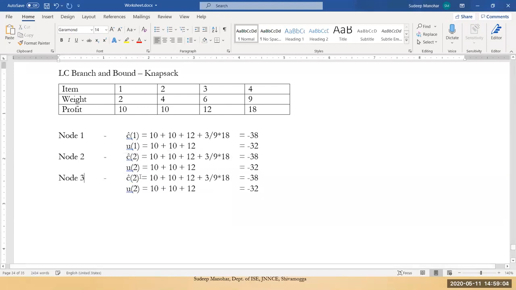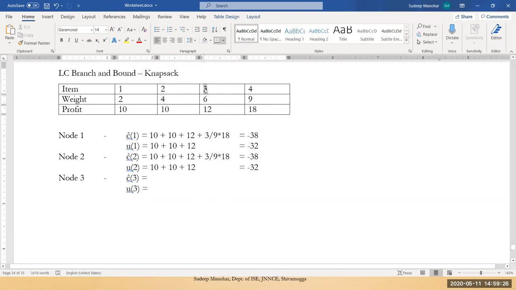This is node number 3. You don't consider item number 1. What are these values? Let us calculate. With fraction, don't consider item number 1. Take 2. You are considering item 2. It has a weight of 4.